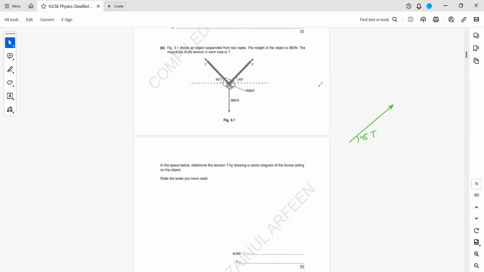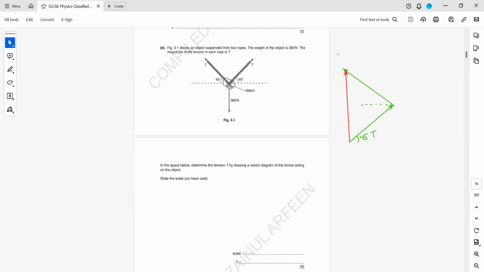Then you draw the second T at an angle of 45. And what about the resultant from the tail of the first to the head of the last? That will be the resultant.